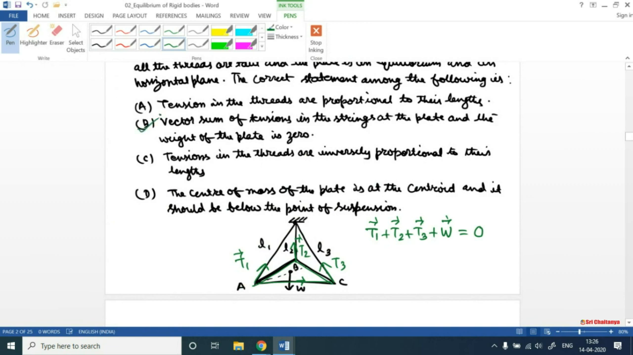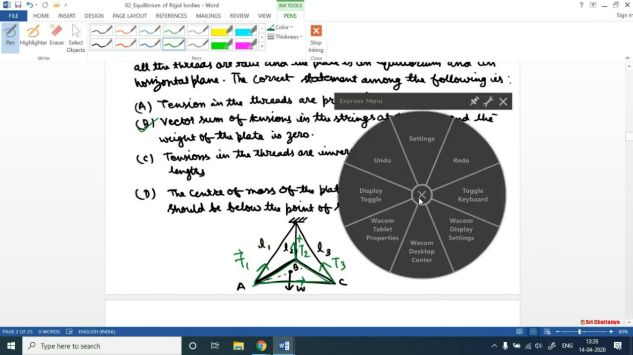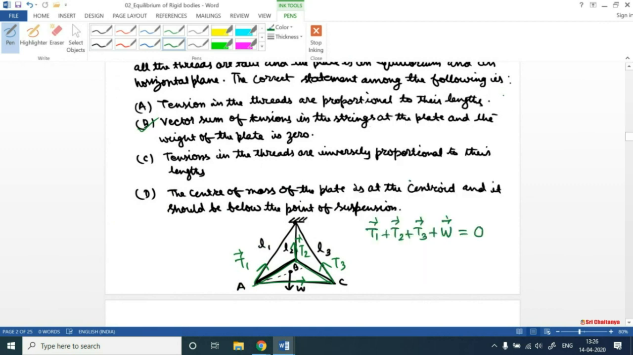And now about option D, they are asking whether the center of mass of the plate is at the centroid. So the center of mass of the plate is definitely at the centroid, so this part of the statement is true, and it should be below the point of suspension, and that also seems to be true, because if we balance the torque about the point of suspension, T1, T2, and T3 all are passing through this point of suspension. So T1, T2, T3 are not going to create any torque about the point of suspension. So the only force left is W.